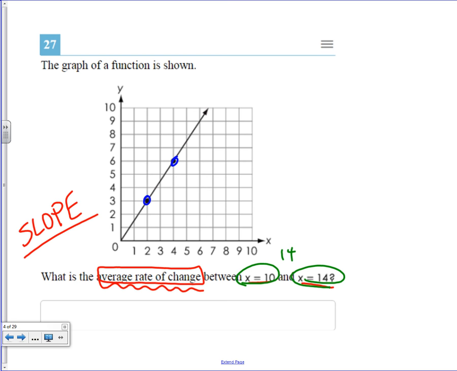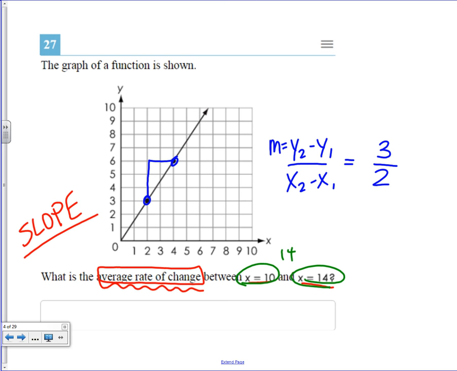Now there's 2 ways to do slope. You can do rise over run, or you can do your formula, which looks like this. I would actually recommend just counting rise over run. So if we count this, we're rising, remember we always start at the left-hand point, we're rising 1, 2, 3, we're running 2. So my slope is 3 over 2.